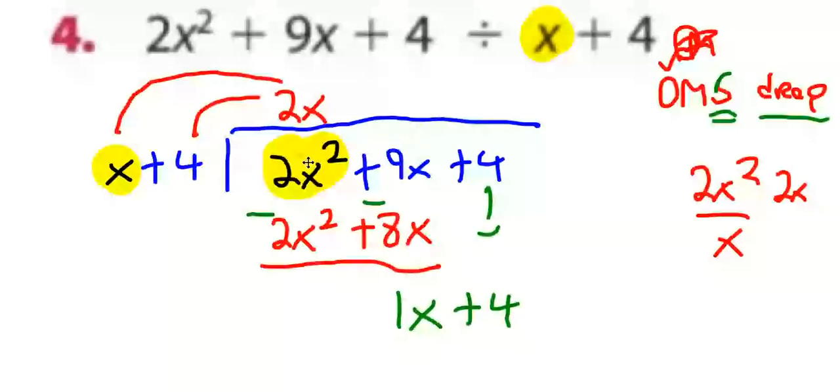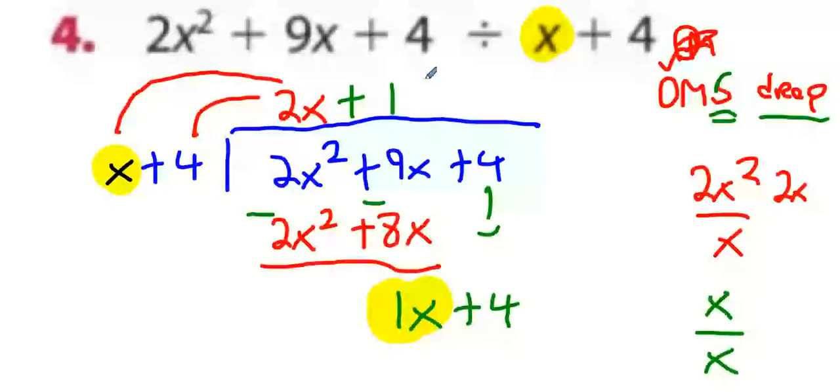Your targeting now shifts from the 2x squared down to the 1x. And then what's 1x divided by 1x? What's x divided by x? 1. What's any number divided by itself? What's 10 divided by 10? Exactly.